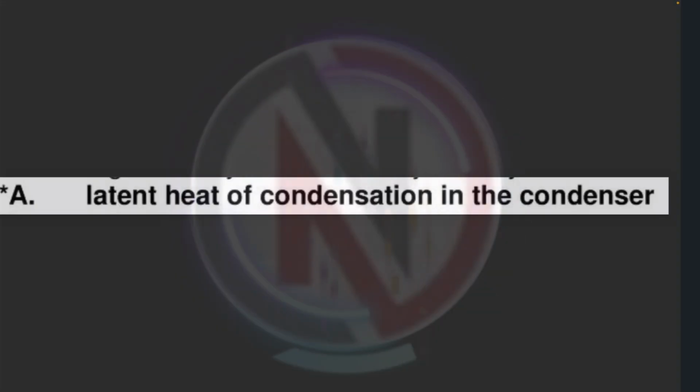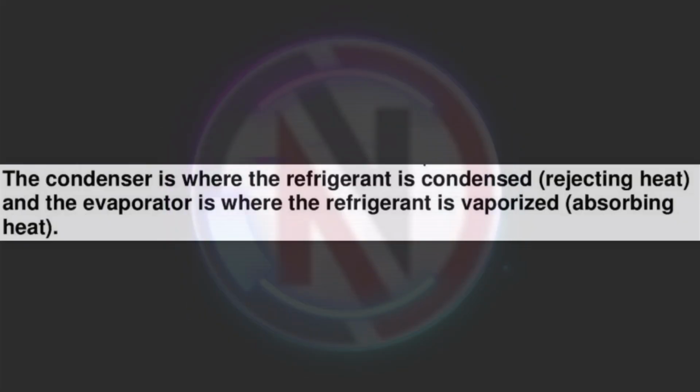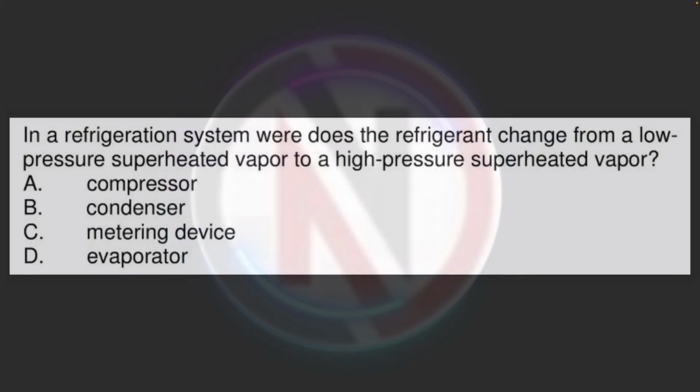A. Latent heat of condensation in the condenser. The condenser is where the refrigerant is condensed, rejecting heat, and the evaporator is where the refrigerant is vaporized, absorbing heat. In a refrigeration system, where does the refrigerant change from a low-pressure superheated vapor to a high-pressure superheated vapor?